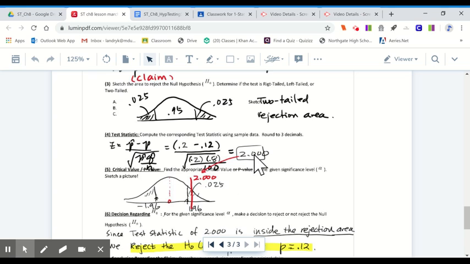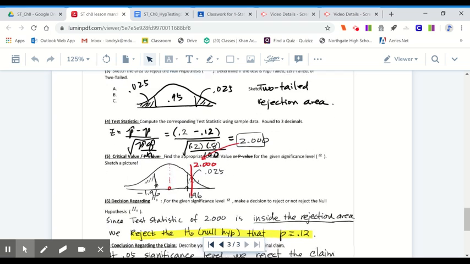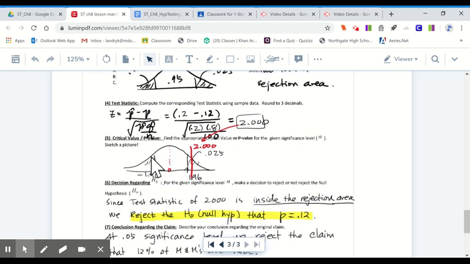Now I want to see if this is in the rejection area or not. So my critical value is the same as before because we're keeping it still at 0.05 significance level. So my critical values are at negative 1.96 and 1.96. My test statistic now is past 1.96, so it is in the shaded area.